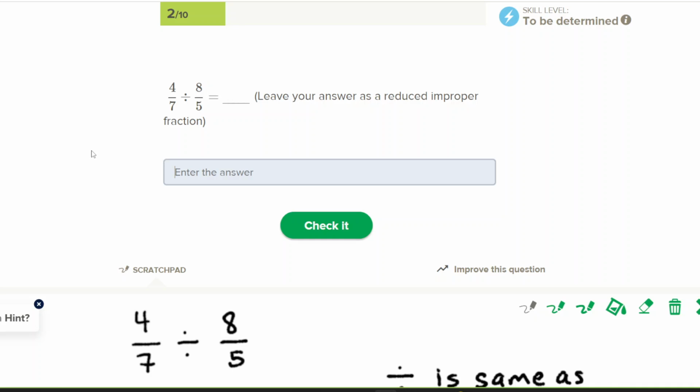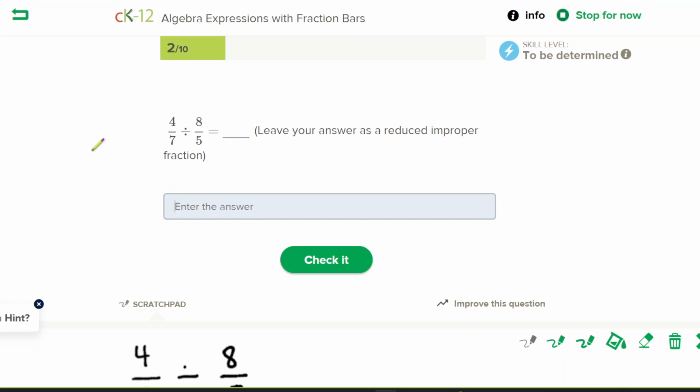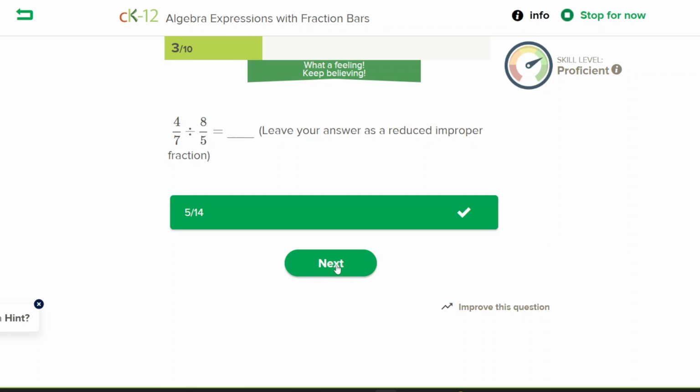So I'm going to enter here, and they say enter as a reduced, improper fraction. 5/14. Now, 5/14 is actually a proper fraction. The numerator is smaller than the denominator. Be careful, an improper fraction is one where the numerator is larger than the denominator, right? The value of the thing is larger than 1. So I think they messed up a little bit with the wording there. Let's check it out. Wonderful.